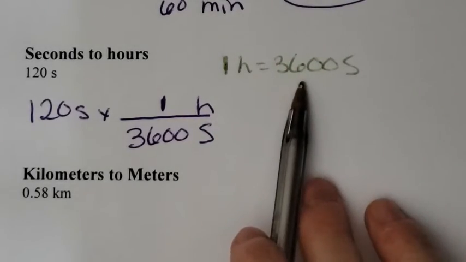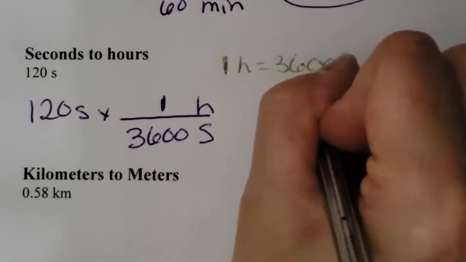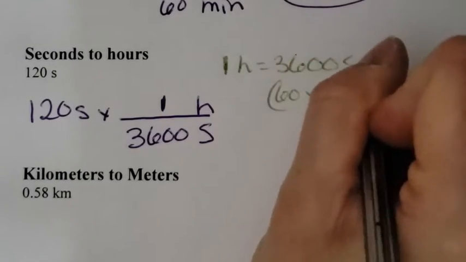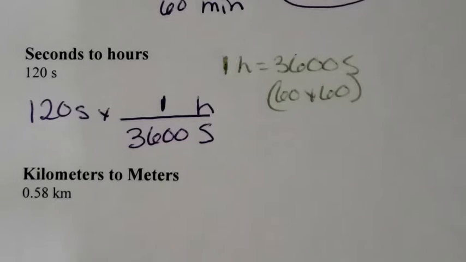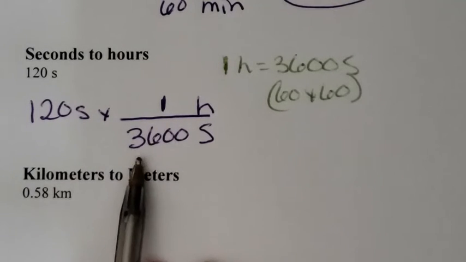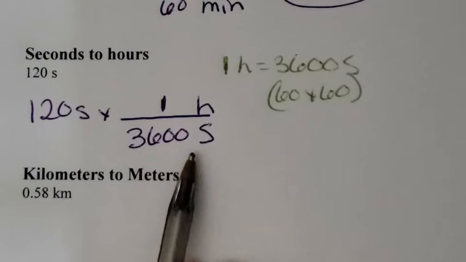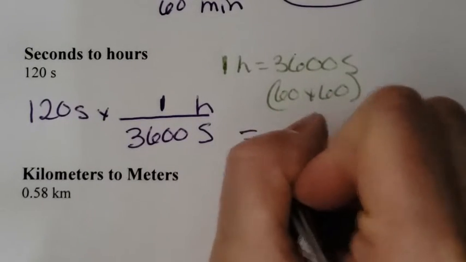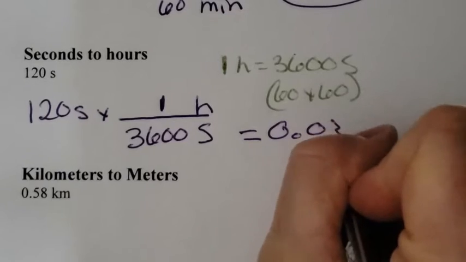How did we get that? It's just 60 times 60. That's all that is. All right, let's get back to our problem. So I have 120 times 1, which is just 120, divided by 3,600, and that gives me 0.03 hours.